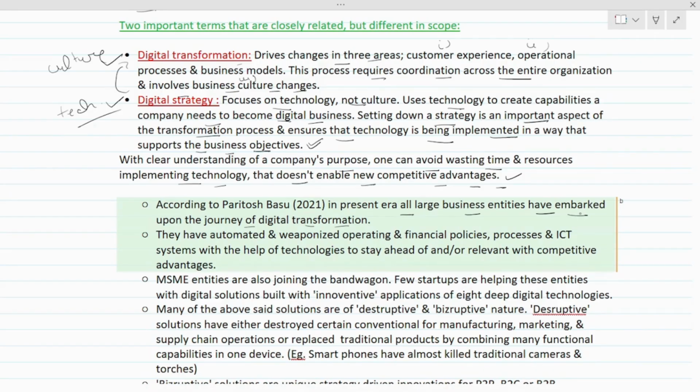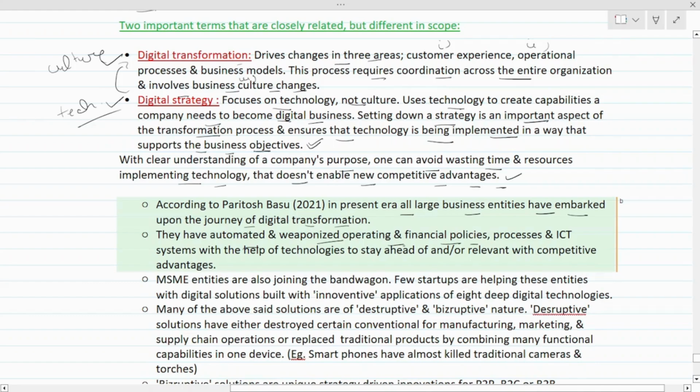They can store a lot of data, and there are various advantages of having a digital system in place, right? They have automated and weaponized operating and financial policies. We all know they have basically automated. A simple example is Excel. You simply put in the data and it's stored, and whenever you want you can retrieve it, right? Now, with AI also coming into play, that becomes all the more easier and more automated. So that's what it talks about.